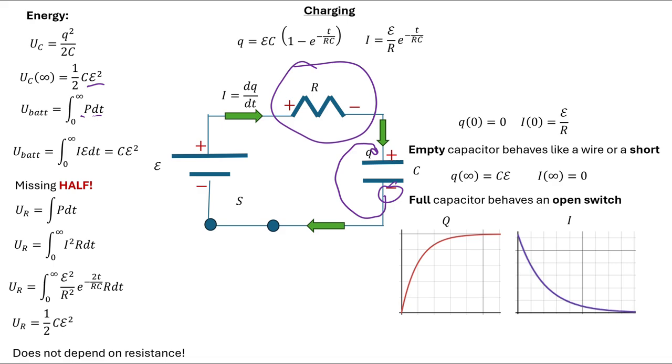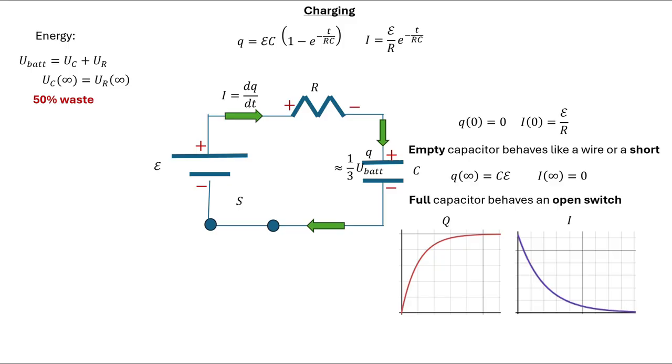And notice, this doesn't depend on the resistance. Big resistor, small resistor, we lose half no matter what. So you'd think maybe if we have less resistance, less energy loss. Wrong. Okay, what does this say? This says that the energy of the battery has to be split between the capacitor and the resistor. And we know that eventually, at t equals infinity, equal amounts are spent on both. I'm no engineer, but 50% waste doesn't sound very good to me.